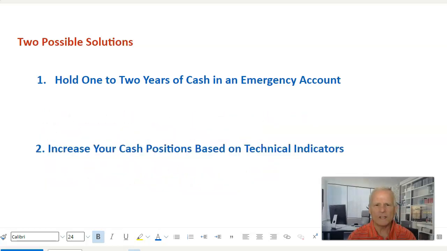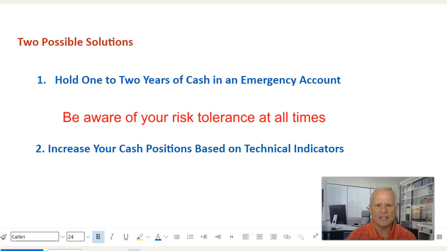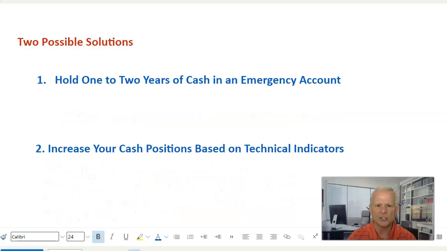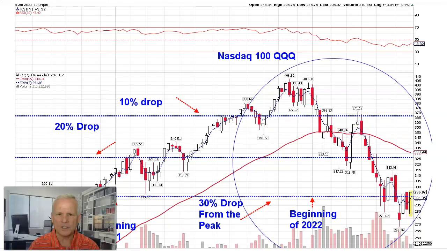The second idea we want to take a look at is increase your cash positions based on technical or economic indicators. For example, if your asset allocation is 100% in the stock market and you feel like the market's going to change, go to like a 50-50 asset allocation, 50% stocks, 50% cash. Now here's one of my favorite indicators that I like to use.